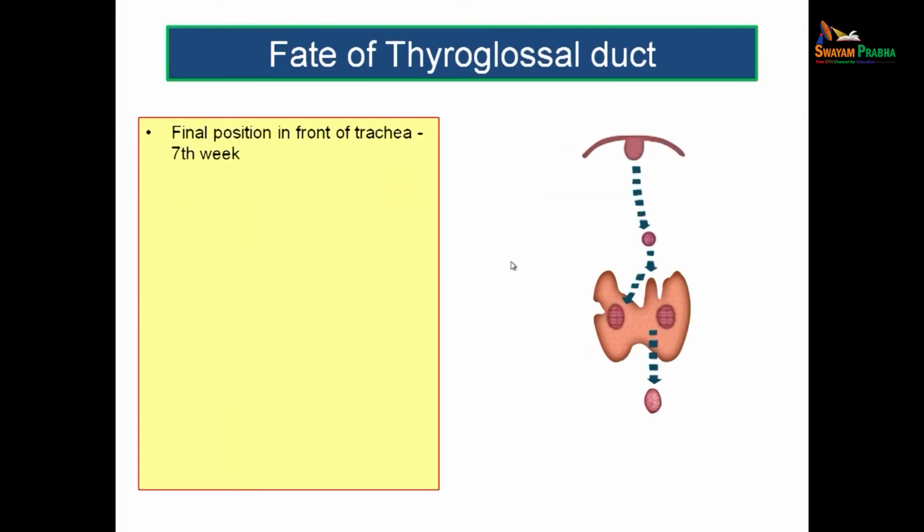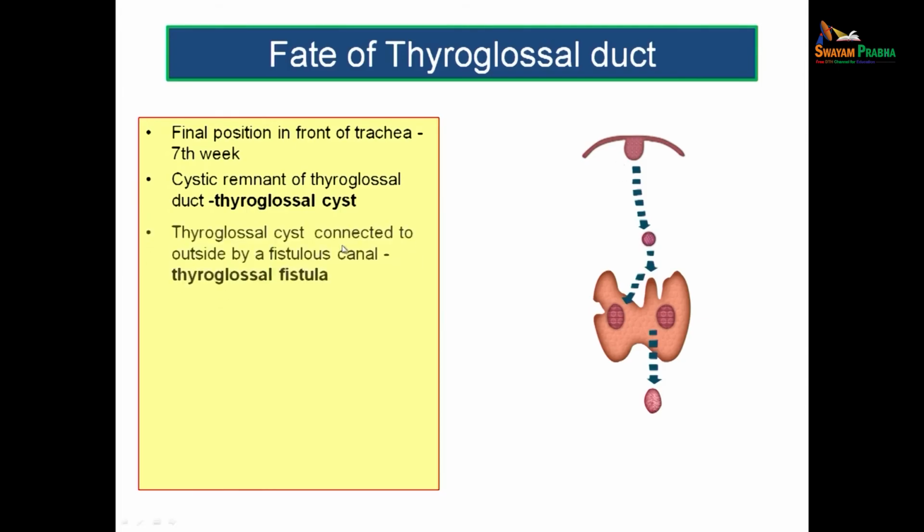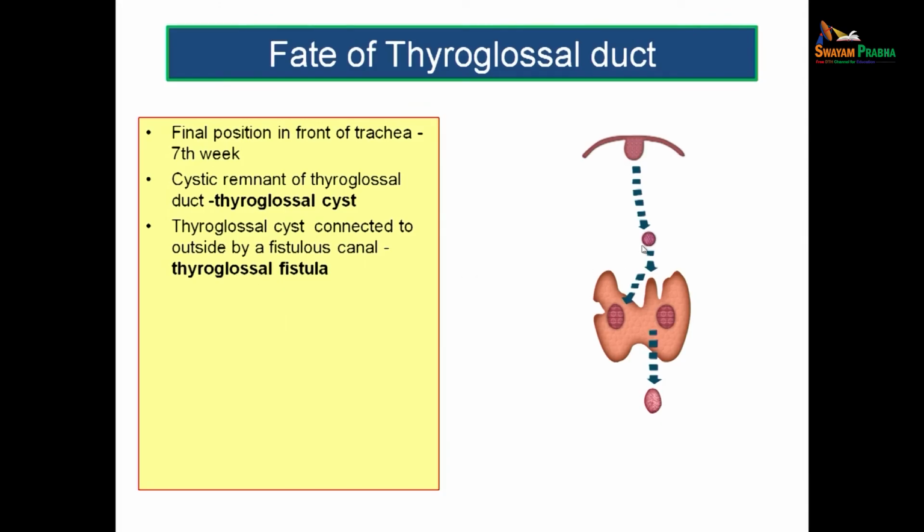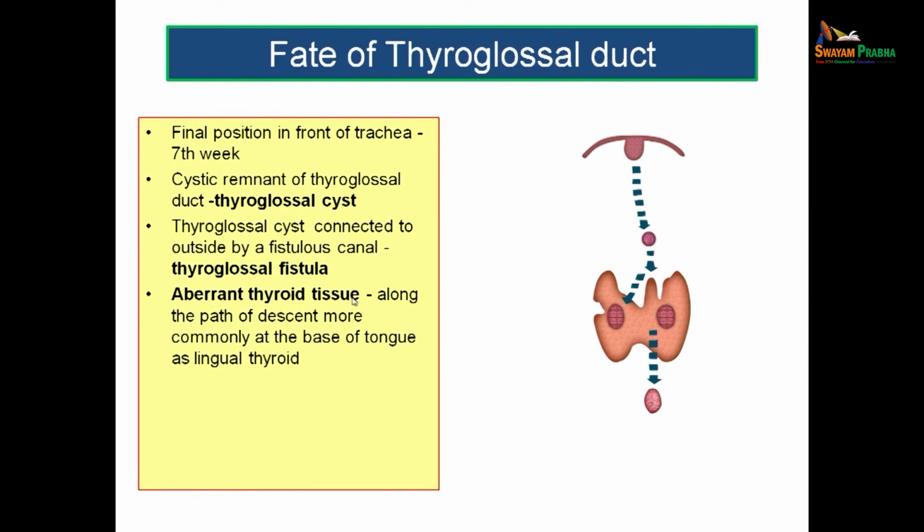Now what about the fate of the thyroglossal duct? The final position of the thyroglossal duct is in front of the trachea by the 7th week. Sometimes along the duct a portion will remain as a cyst, that is known as a thyroglossal cyst, and the thyroglossal cyst may communicate with the exterior, and that condition is known as thyroglossal fistula. Sometimes, along the path of descent, the thyroid gland may develop similar tissues along the path of descent of the thyroglossal duct.